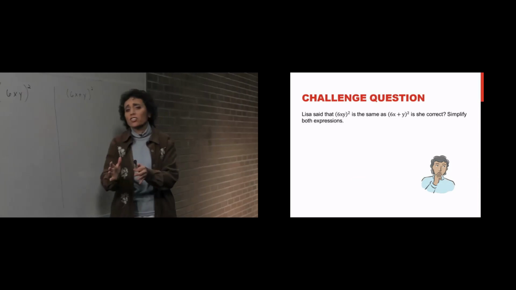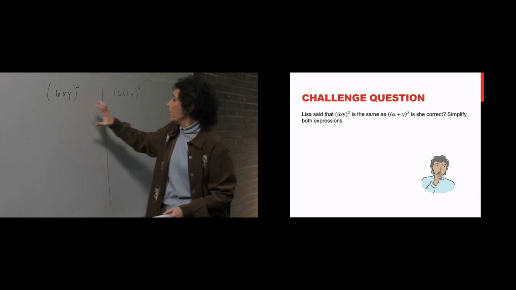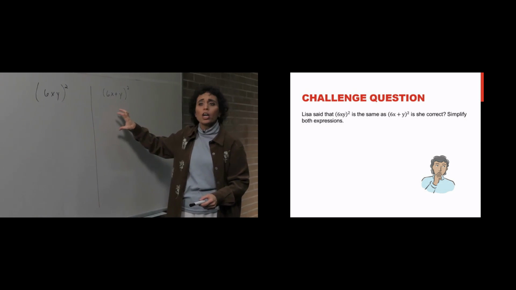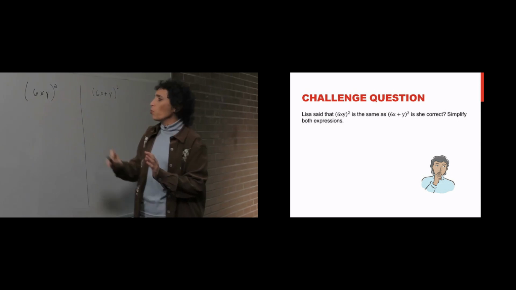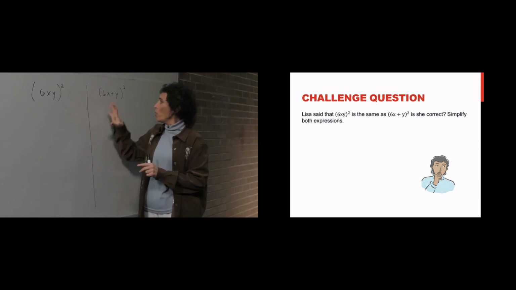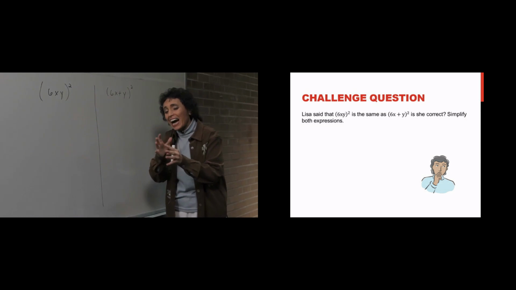All right, let's take a look at this next question. It says, Lisa said that 6xy quantity squared is the same as 6x plus y quantity squared. Is she correct? Okay, now here's the deal. Before we talk about whether or not she's correct, and we don't know enough to do this problem yet, however, I want to show you we can kind of talk about it.